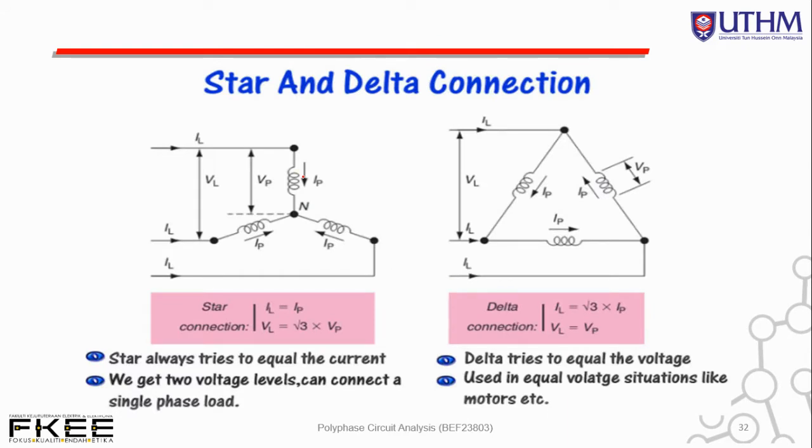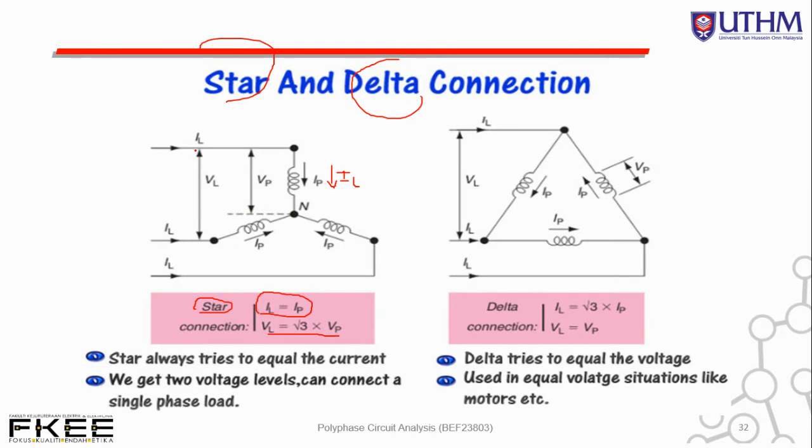Okay, this is what I mean just now. So star and delta connection. What is the relationship between the elements of current and voltage? For star, IL equals I phase. This is also known as IL. And then VL is equal to square root 3 times VP.